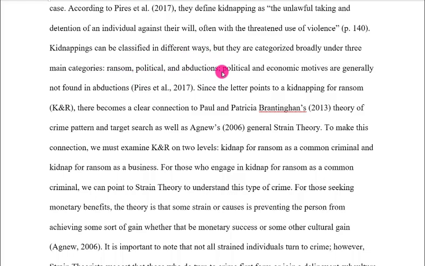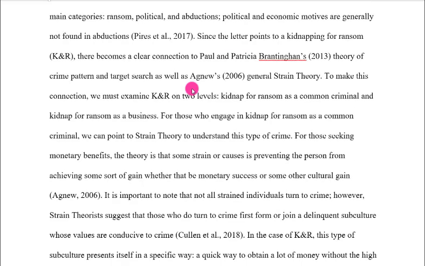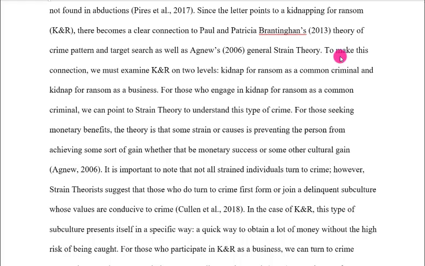If you recall and watch the other video about combining sentences, another way to do that is through semicolon usage. And so here is what you're looking at, okay? As we move on, already I see the keyword "since." I know that I'm going to need a comma after, since the letter points to a kidnapping for ransom, comma. So we should have a complete sentence after this. There becomes a clear connection to, and then the rest of the information, okay? All right, again, we have another intro phrase to make this connection, and then we should have a complete sentence.